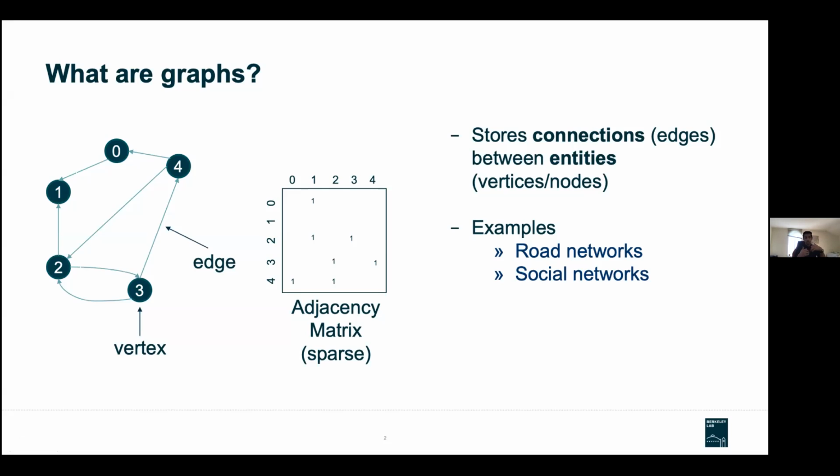And the reason is graphs model essentially connections between entities. And so for instance, in a social network, these entities could be users, and a connection between two users could represent if they're friends or if they have some sort of relationship between them. And we typically call these entities, like users in a social network, vertices or nodes, and these connections we typically call edges.